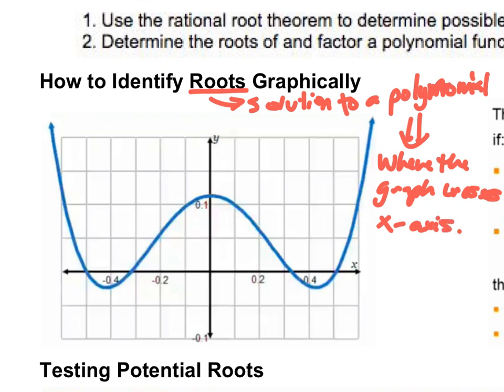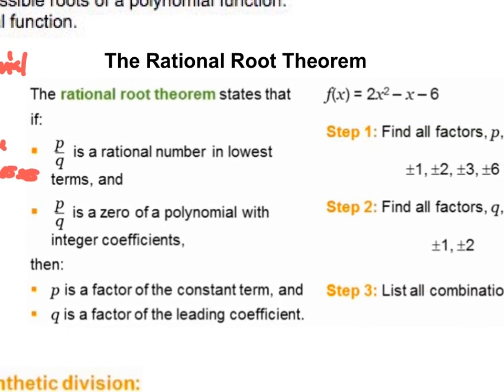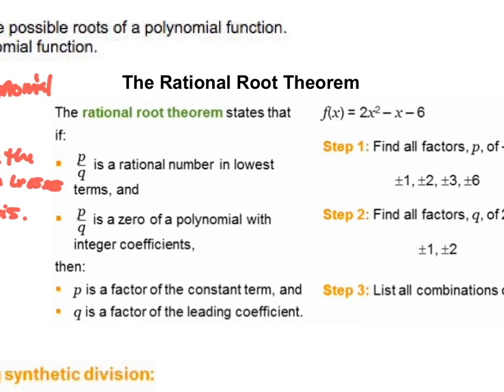So if we look at this one right here, this graph here, what we notice is that we have 1, 2, 3, 4 roots. This has 4 roots, okay, or 4 solutions, okay? So that word is something that we need to understand and kind of go in between and understand what it means. So let's go ahead and talk about the rational roots theorem, okay?